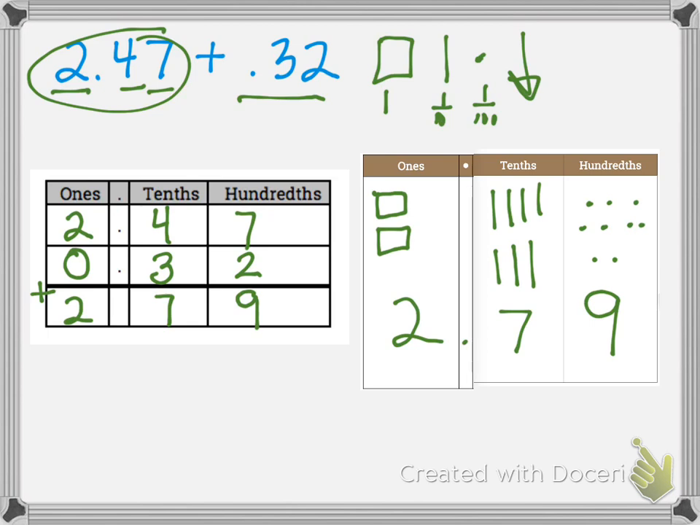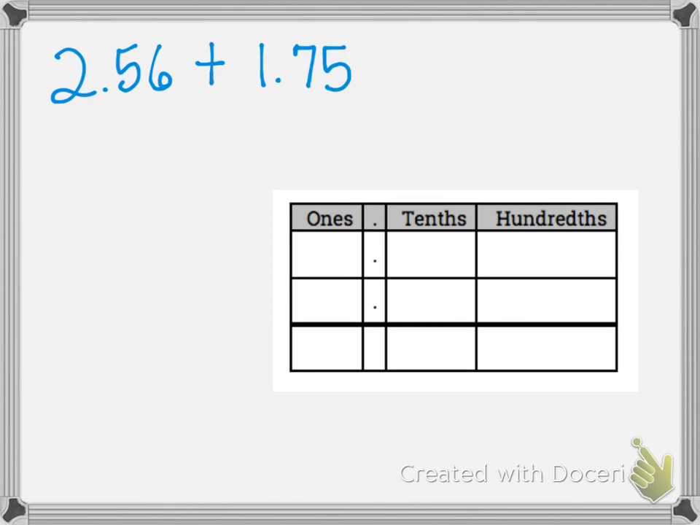So let's move on to do one more. On this one, I'm just going to have the place value chart. We're not going to draw them. So first, we'll write in 2 56/100, and then 1 75/100.